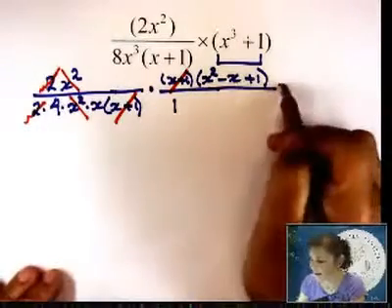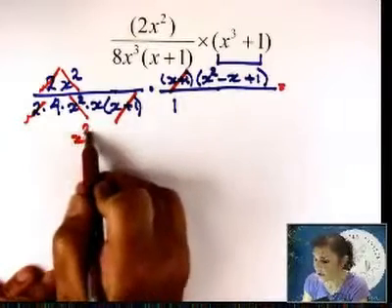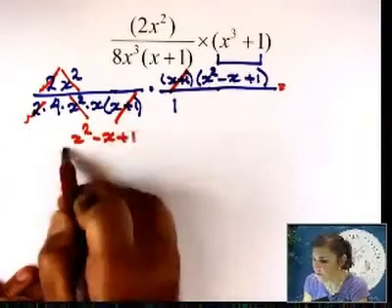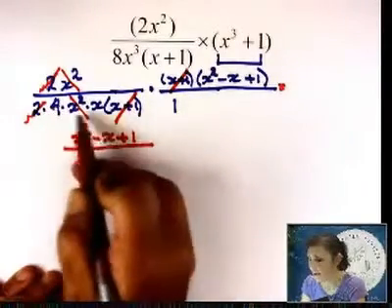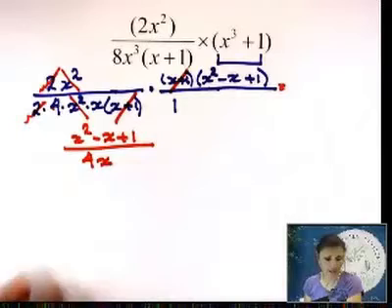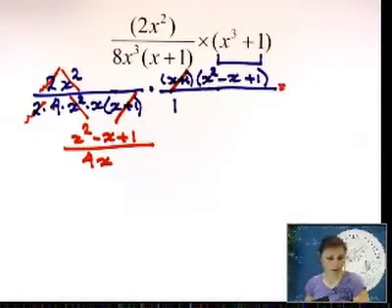So what do I have left at the end? I have this long one, x squared minus x plus 1, and I have a 4. I have an x. And that's all I have. I cannot cross any of these guys out, and that's the end of this problem.